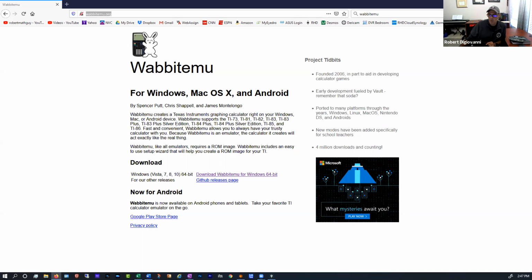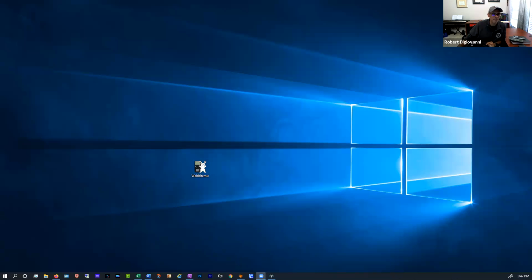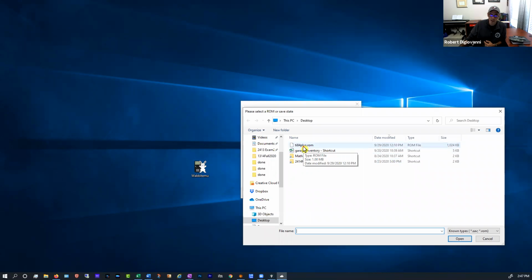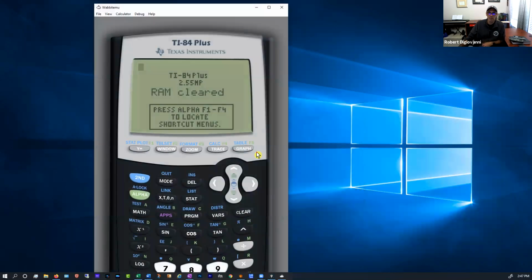Now, when you open that software, it's a little weird because every time you open it, it brings up this window right here, and it says, which ROM do you want to use? So I have to browse my computer to get the ROM that I want. I'm having it bring up the TI-84 Plus. So I click that and click finish, and it drops the TI-84 Plus on my screen. You also need the TI-84 Plus ROM, which I'm going to send you right now. Where is it? It's on my desktop.